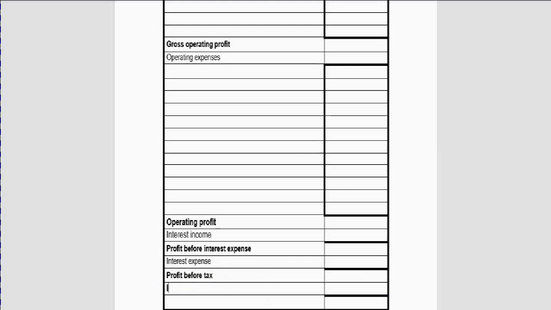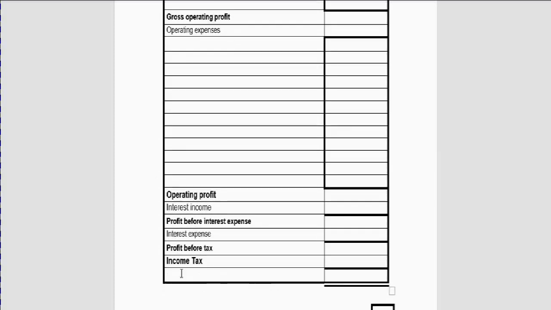So income tax. We will take whatever the profit before tax is minus the income tax, and that will give me the net profit after tax.